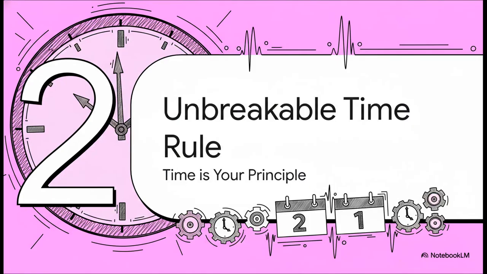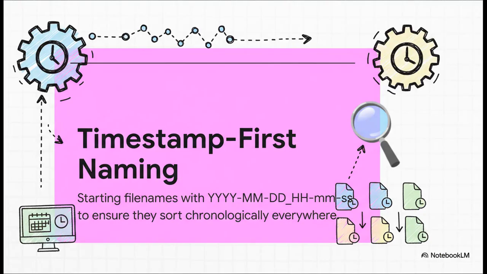So what's the fix? Well, it all boils down to one simple, powerful, and totally unbreakable rule. We're going to make time, and a very specific format of time, our single organizing principle. And here it is. Timestamp first naming. The idea is so simple, it's brilliant. The very beginning of every single file name will be a timestamp, but not just any timestamp. It has to be in this specific format: year, month, day, hour, minute, second. When you do this, alphabetical order becomes chronological order. That is the entire secret weapon.